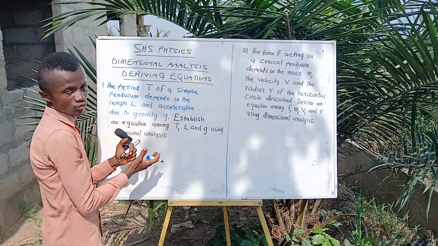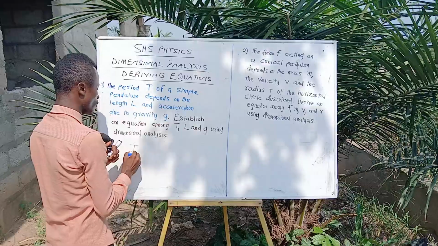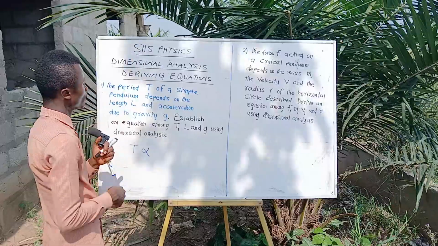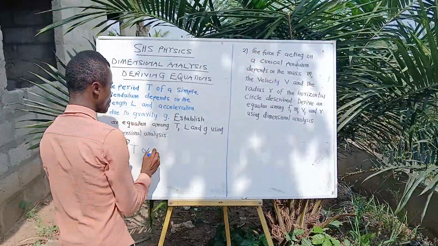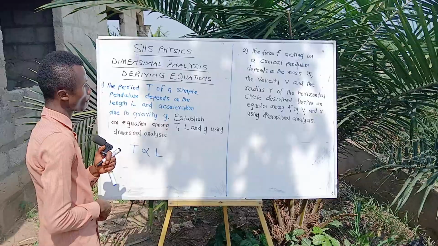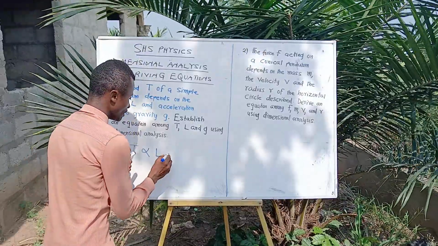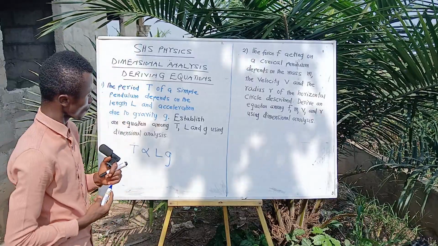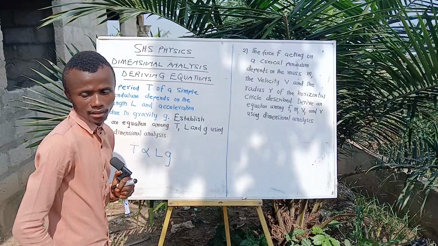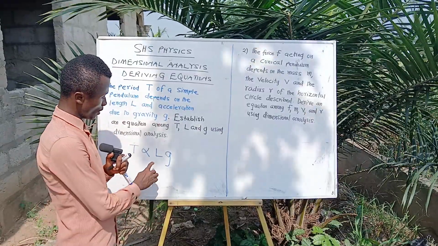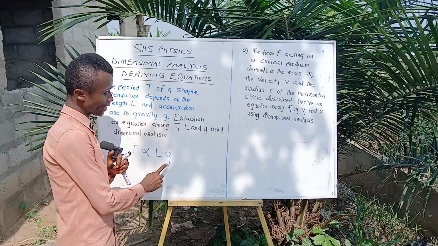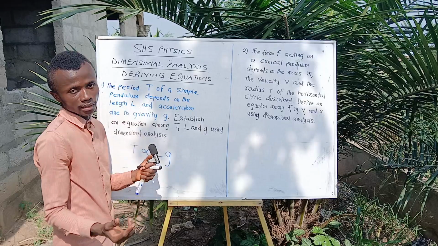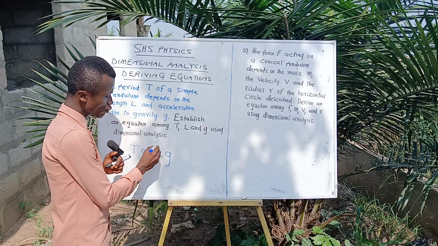According to the question, the period T, we are told, depends on, so that means it's proportional to certain quantities: L, the length, and then g, which is acceleration due to gravity. But there is something we must do here. We don't know the proportionality power of L and g. It could be L to the power something, which could be negative or positive, g to the power something. We don't know. So for that matter, we introduce some arbitrary powers.